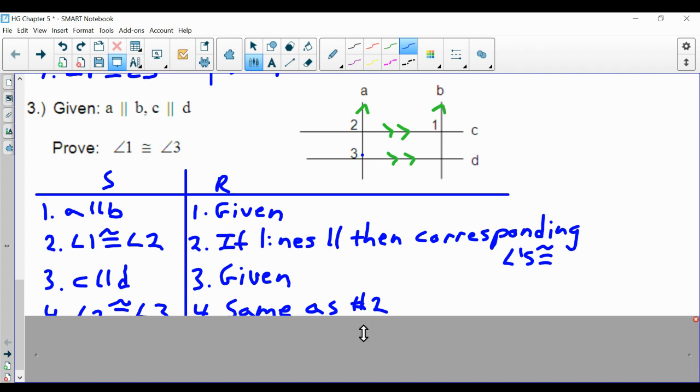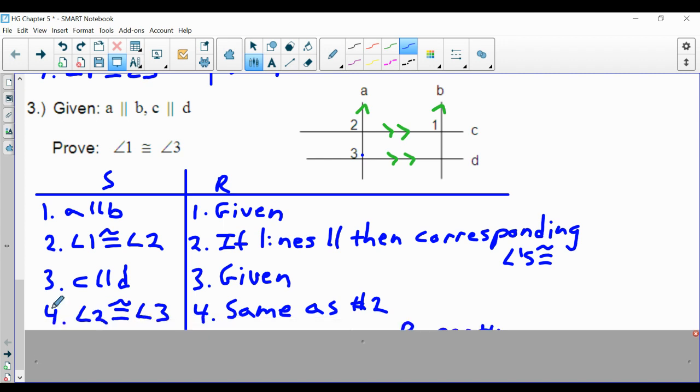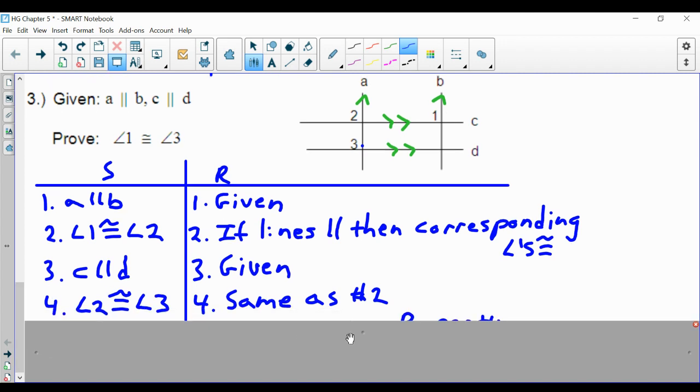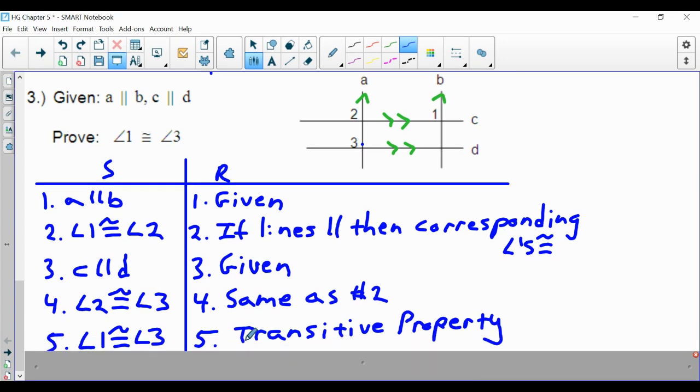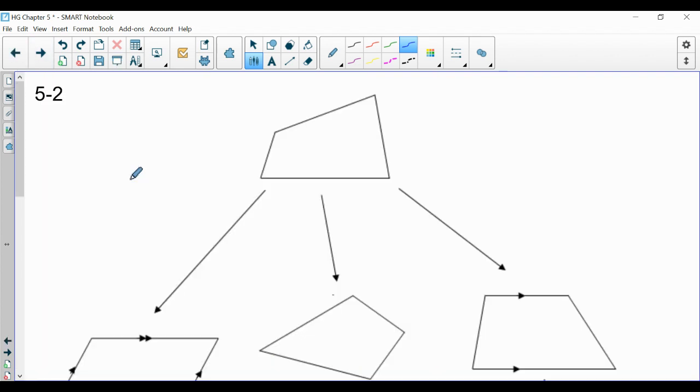Awesome. Then same exact thing to say 2 is congruent to 3. And then our last thing here is that transitive property, right? Angle 1 is congruent to angle 3. Okay. So now let's go on to page 2, which is going to get messy.